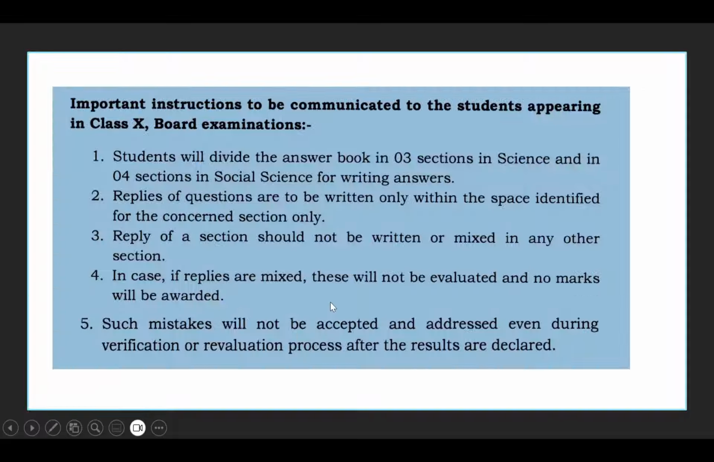If you feel that you might want to write something extra, so after every section, I would advise you to leave one extra page so that you can revisit and you have an option of writing the answer.